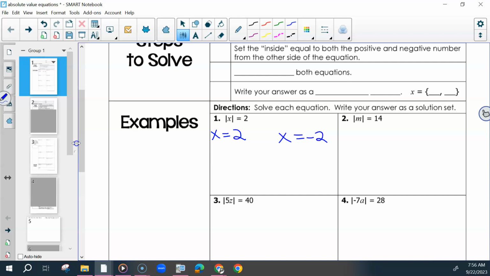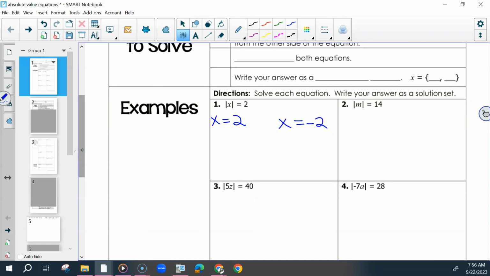So you almost always will have two answers. I say that because sometimes you have just one, like 0, but that's the only time. So what if it's a negative outside the absolute value? We'll talk about that when we get to some more details.